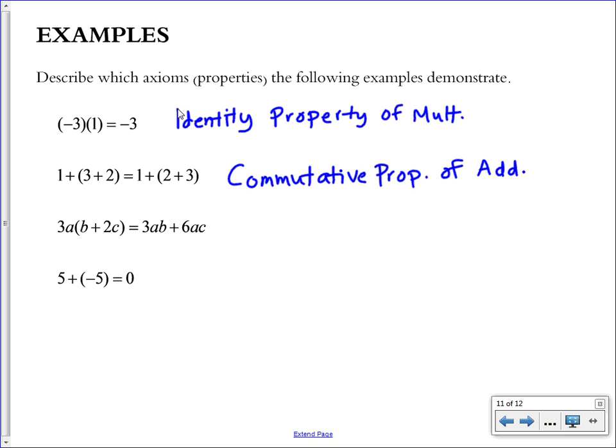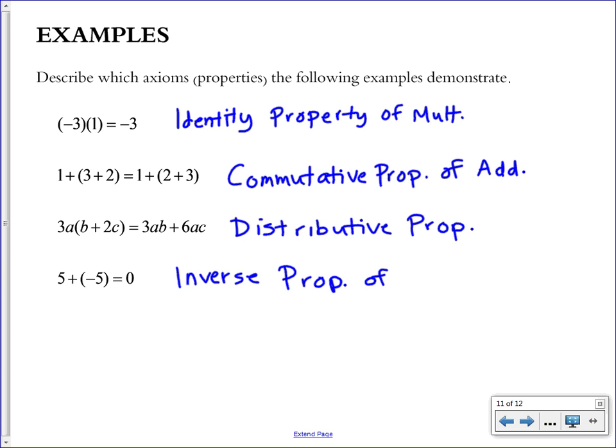The next example, I see a 3a outside of a parentheses, a b plus 2c inside, and it's pretty clear that that 3a is getting distributed. This is the distributive property. And then in this last example, I have 5 plus a -5 equaling 0. So I see a 5 and a -5, and I'm thinking those are opposites of each other. But they're only opposites of each other in terms of addition, right? So this must be the inverse property. Inverse is a word that pretty much means opposite. Inverse property of addition. That is all.